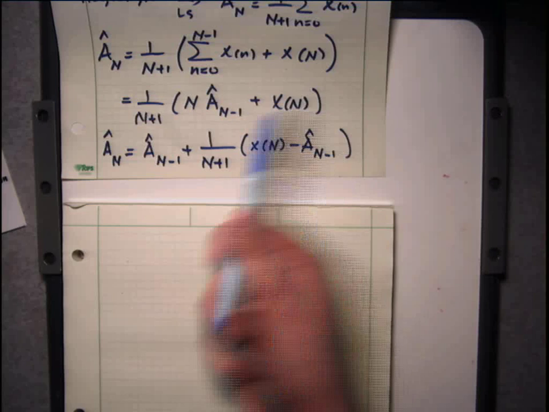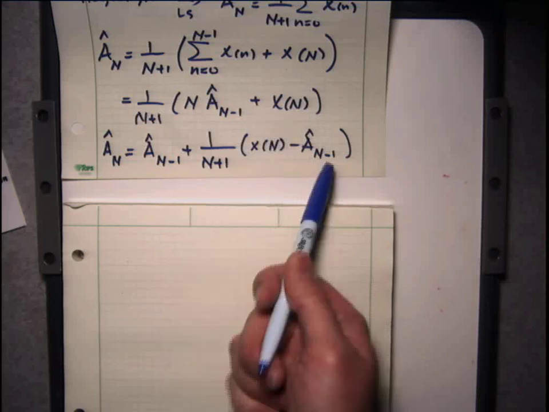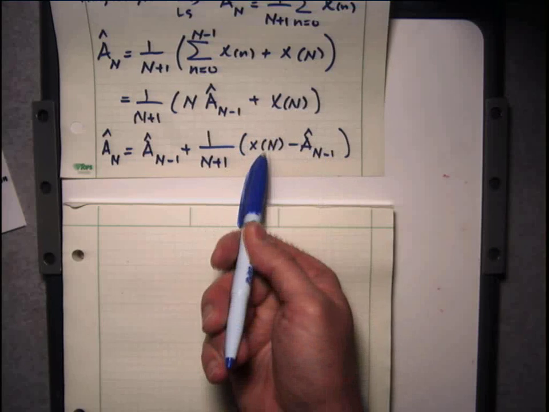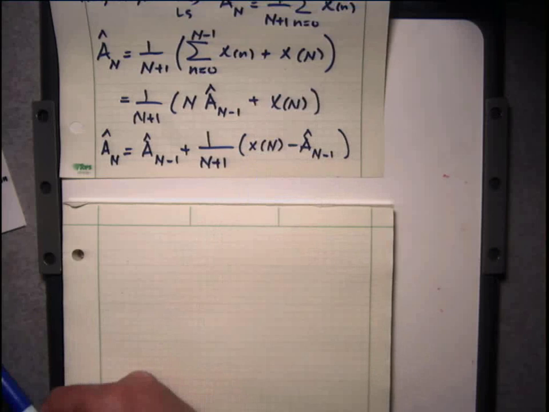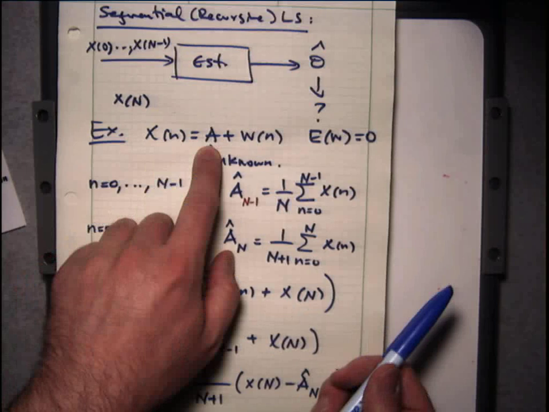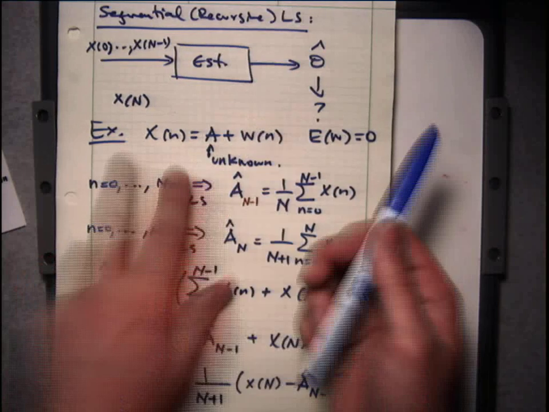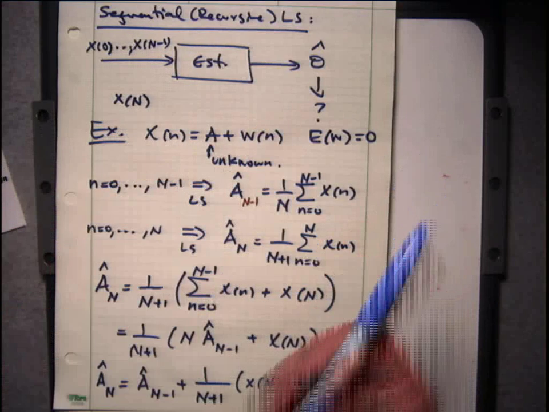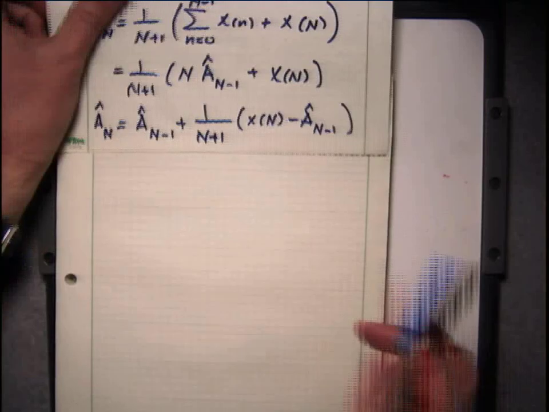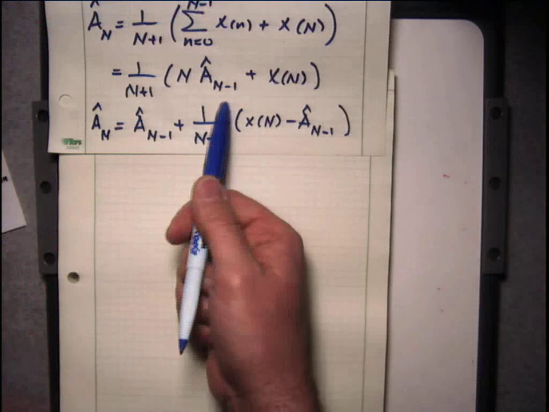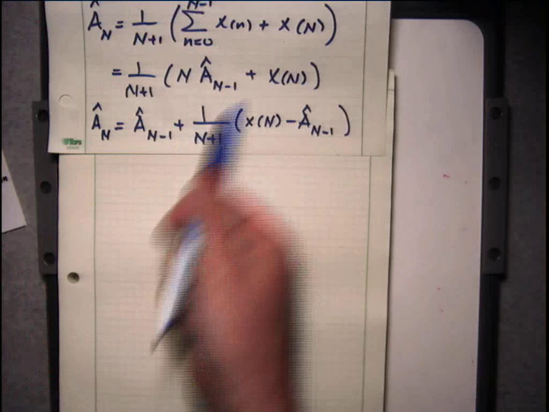What this is basically measuring is how different your new data point is from what you expect it to be. If you had no noise, what would you expect this difference to be? It would be 0. So the difference between x[n] and A hat, which is the estimate, is the error that you expect to have. That's exactly what this is. And there's something in front of it. This is called a gain, and we can talk about that in a minute. This is what we generally call the prediction error.